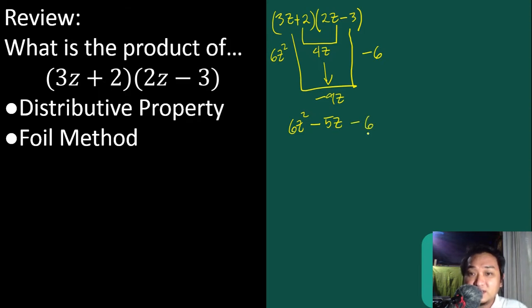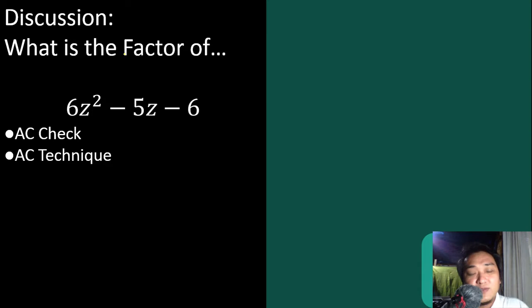Ngayon, yun yung ginagawa natin nung grade 7 tayo. But the question is, paano naman yung kabaliktarang process? Yung kung paano siya mag-factor. Kunwari, gusto nating i-factor itong trinomial na to. So, what will be the factor of 6z squared minus 5z minus 6? Okay. First, we are going to employ the so-called AC check. And then, later on, we're going to apply the AC technique.